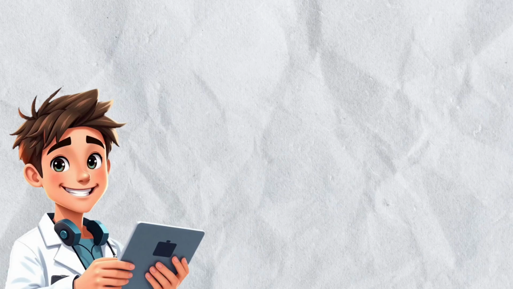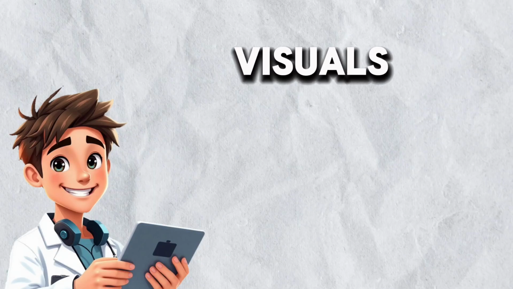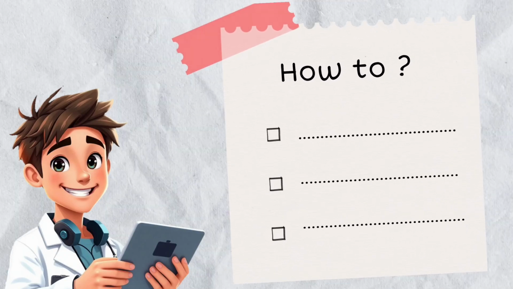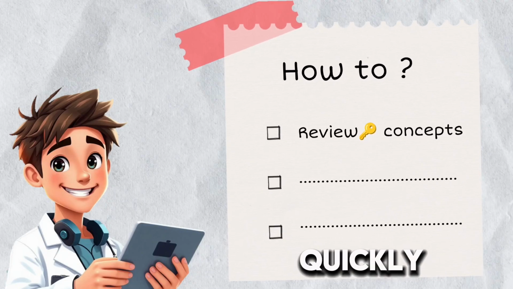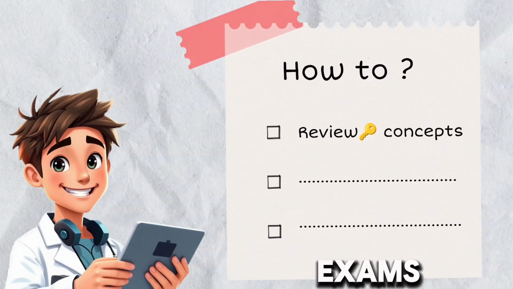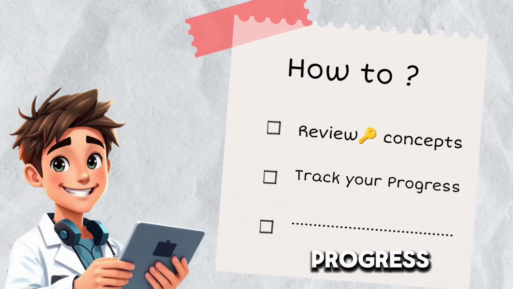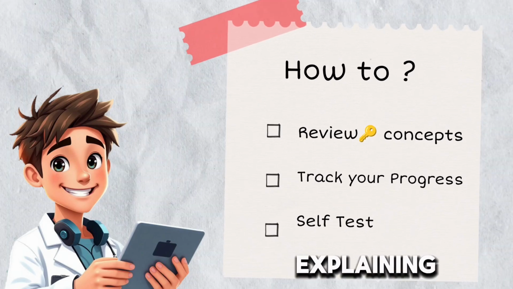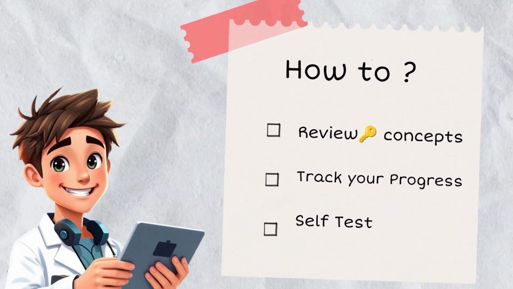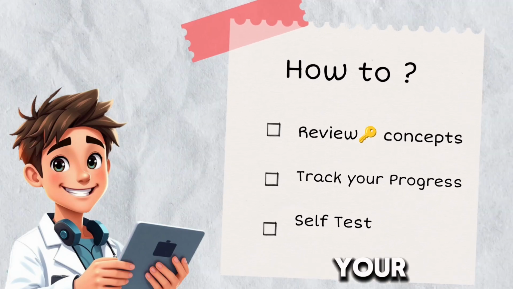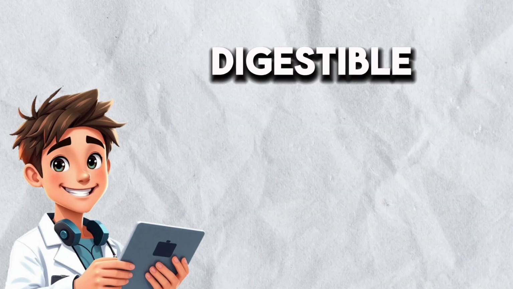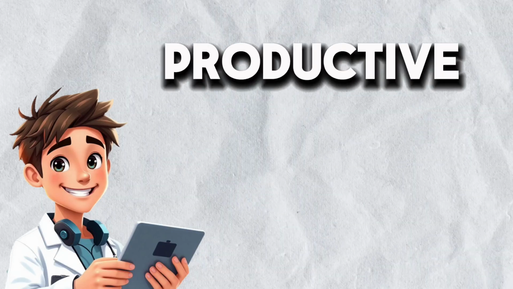Step 5. Use the mind map effectively. Mind maps are not just pretty visuals. They're powerful study tools. Here's how to get the most out of them. 1. Review key concepts. Quickly glance through the mind map to refresh your memory before exams. 2. Track your progress. Check off branches as you master each section. 3. Self-test. Try explaining each branch aloud without looking. This is a great way to identify gaps in your knowledge. The visual layout transforms complex topics into digestible chunks, making your study far more productive.